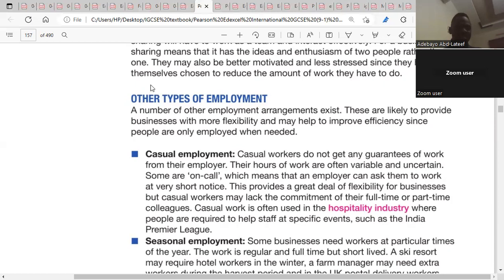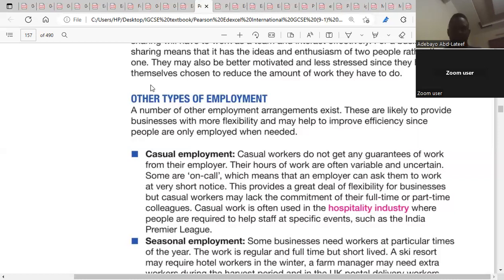Do you understand? You're a casual worker when you don't have an employment letter with the organization to become a permanent staff. You are not guaranteed a permanent stay. You are not guaranteed any benefits of a staff. That makes you a casual employee.